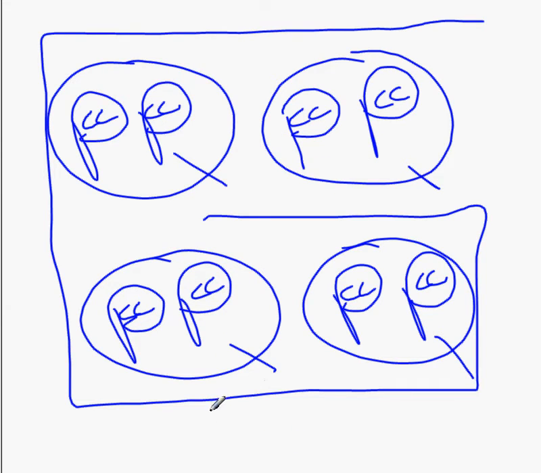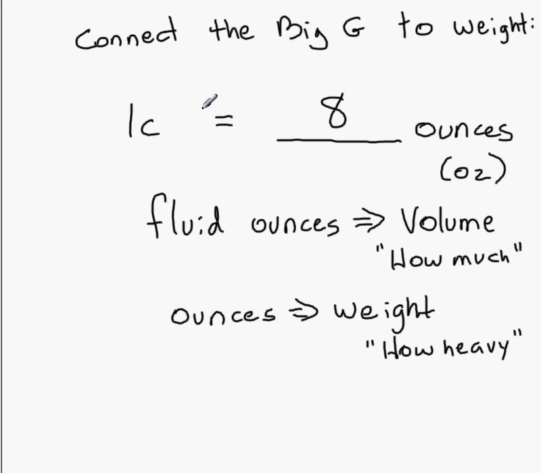Now, one of the things you will need to remember also is that 1 cup does equal 8 ounces. And that will help you with some conversions later on. And that's listed right here. Connecting the big G to weight, 1 cup equals 8 ounces, and that's what we talked about. The abbreviation for ounces is OZ.